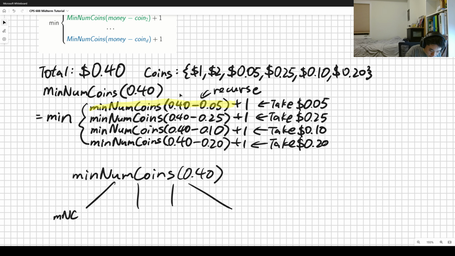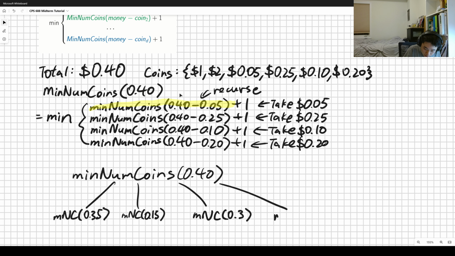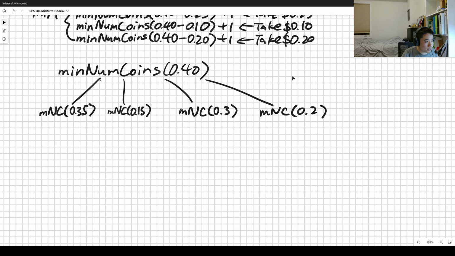I'm gonna use MNC for short. 0.4 minus 0.05 is 0.35. And then we have this one, which leads to the remaining of 15 cents. The third path is taking 10 cents. This will give the remaining as 3 cents, and we also have 2 cents as well for taking 20 cents. Okay, I'm going to draw the recursive tree here.